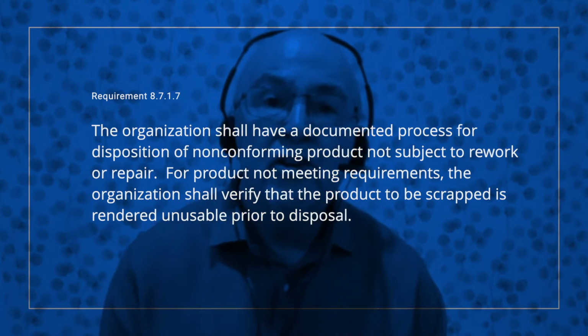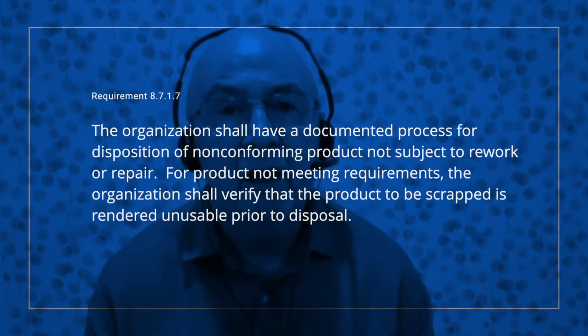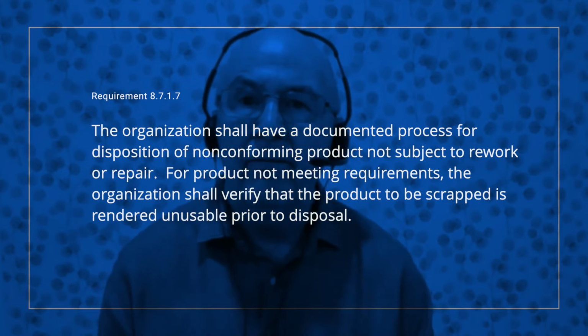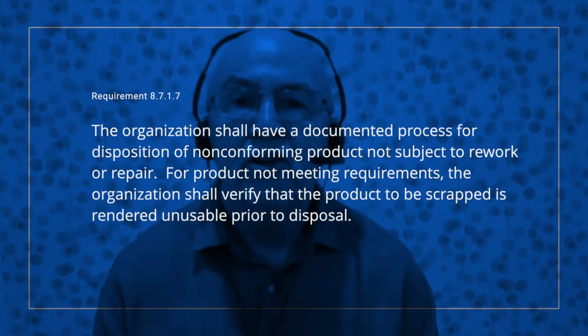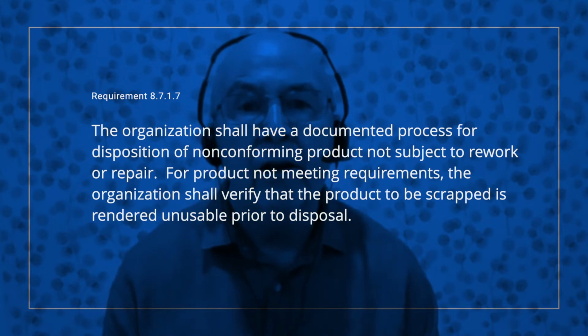The organization shall have a documented process for disposition of non-conforming product, not subject to rework or repair. For product not meeting requirements, the organization shall verify that the product to be scrapped is rendered unusable prior to disposal. Now, in this organization, they had elected to use an outsourced provider to help with this disposal.